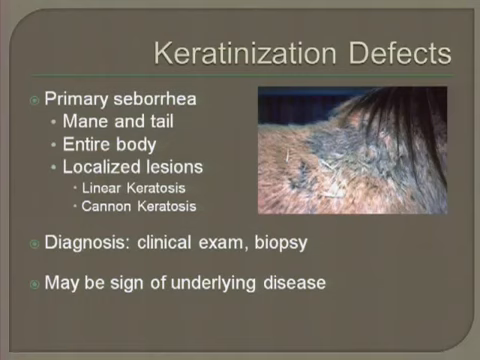So the picture here, I think it's difficult to appreciate from the picture, but you can kind of see that the horse's hair doesn't lay in the nice even way that you would expect a horse's hair to do. It's kind of clumpy. It appears to be maybe a little bit oily and greasy. Certainly is epilating a bit as well. So that's what you would see with a generalized form of seborrhea.